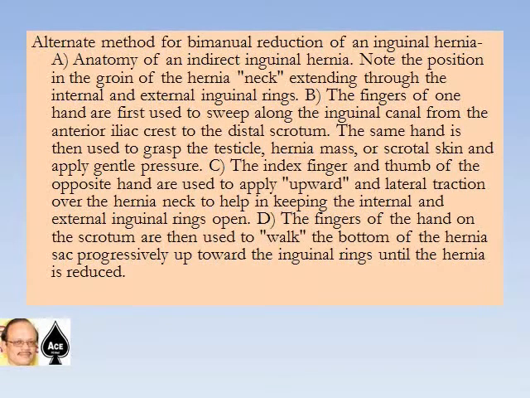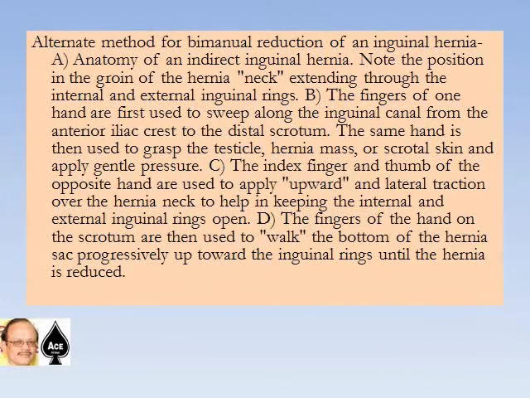An alternate method for the bimanual reduction of the inguinal hernia was explained just now. Anatomy of the indirect hernia was shown. Note the position of the groin and the hernia neck extending through the internal and external inguinal ring in panel A. Then in panel B, the fingers of one hand are first used to sweep along the inguinal canal from the anterior iliac crest to the distal scrotum.